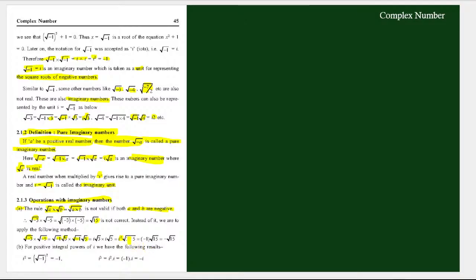So then 3 into 5 is what? 15. Now i square is what? Root minus 1 into root minus 1. This is your minus 1. So minus 1 into root 15 is minus root 15. So this one you need to keep in your mind. ठीक है.